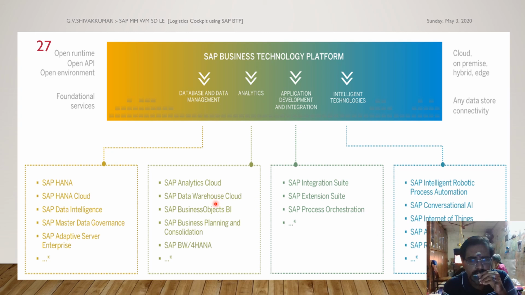So this BW/4HANA and data warehouse cloud can replace one another, or sometimes SAP is suggesting BW/4HANA in addition to DWC. So it depends on the customer. Whichever component you need to use, if you are already using BW/4HANA, then it is good to connect the on-premise with the BTP cloud. Or if you want to go to an entire cloud architecture, you can go for SAP Data Warehouse Cloud. Okay, these are the options.